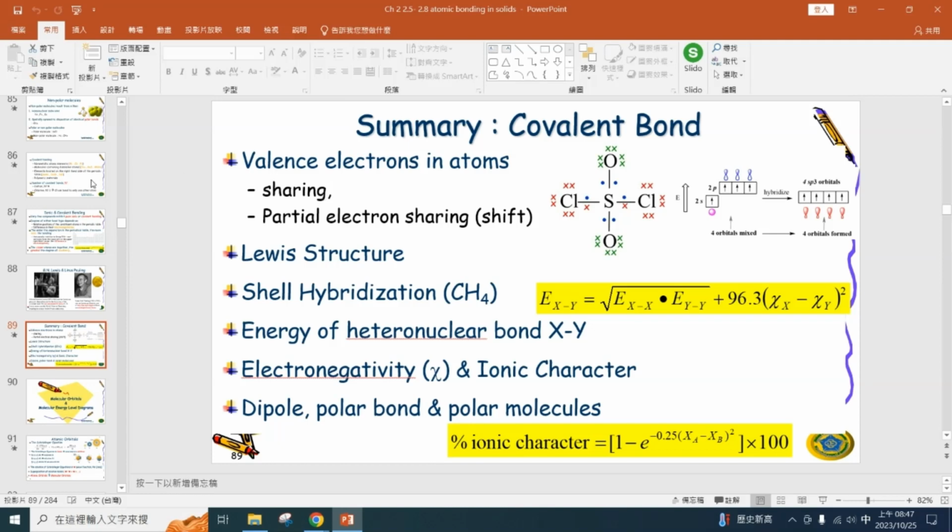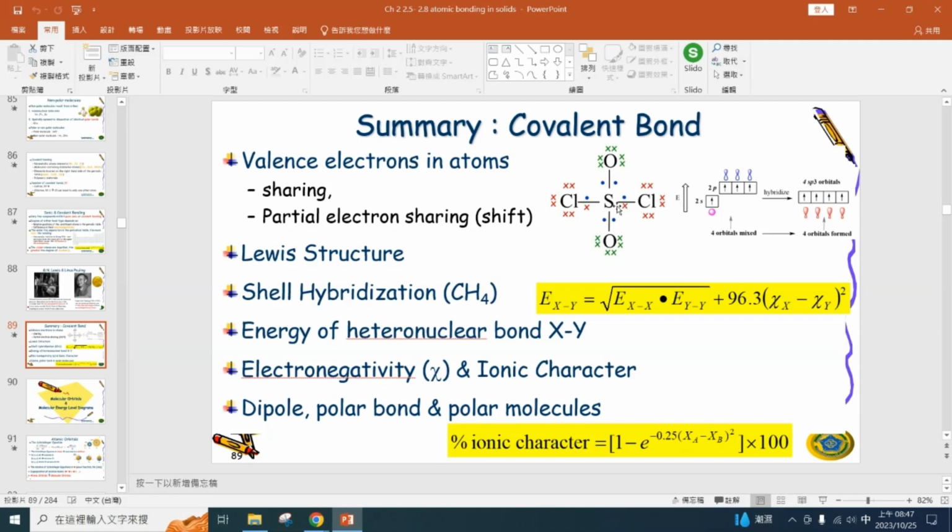The second is the Lewis structure. If you have different atoms together, you need to know how to draw the structures. So we have rules to draw a structure, for example, like this. The important thing is that the bond between chlorine and sulfur is a bond with two electrons, right?